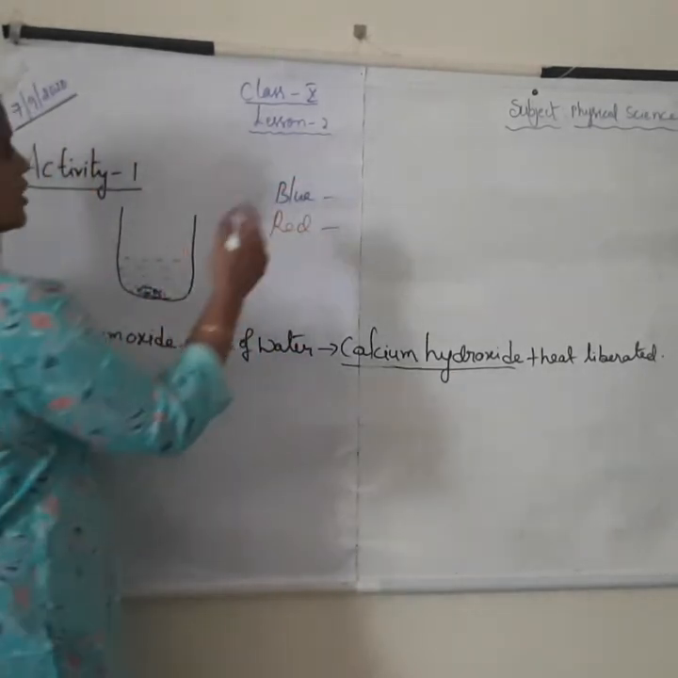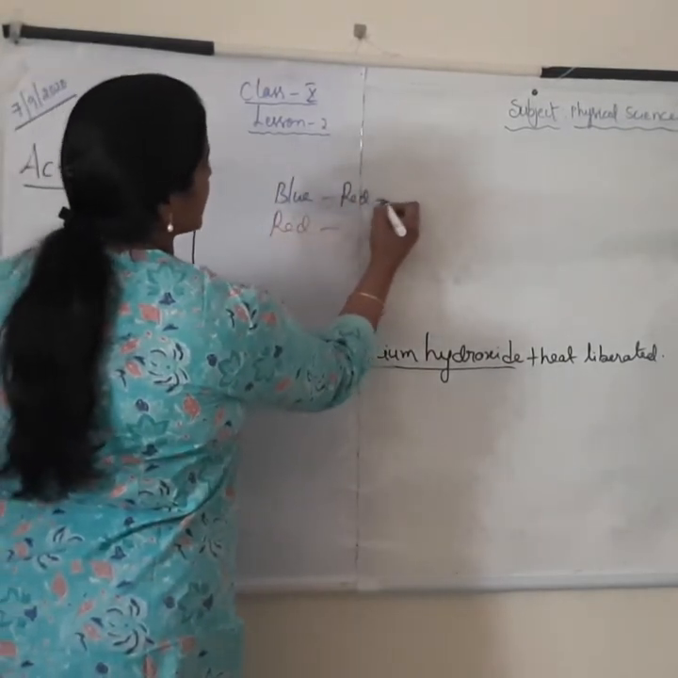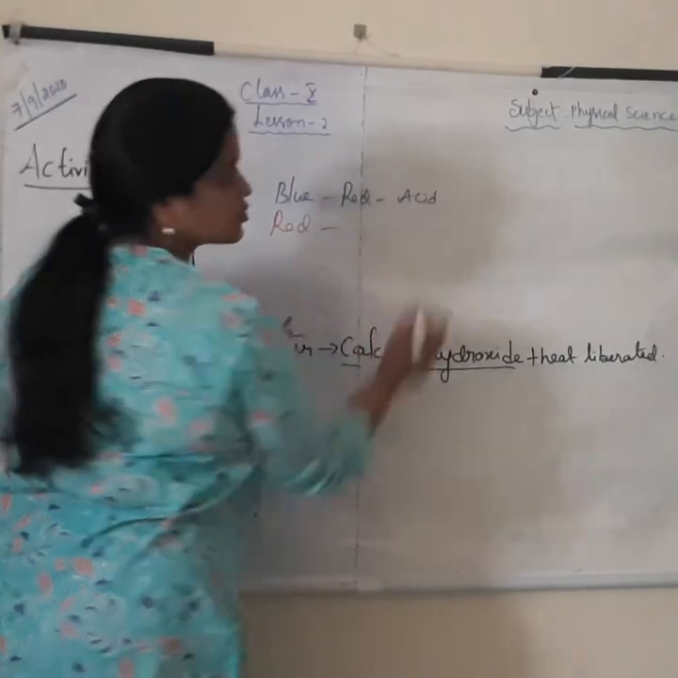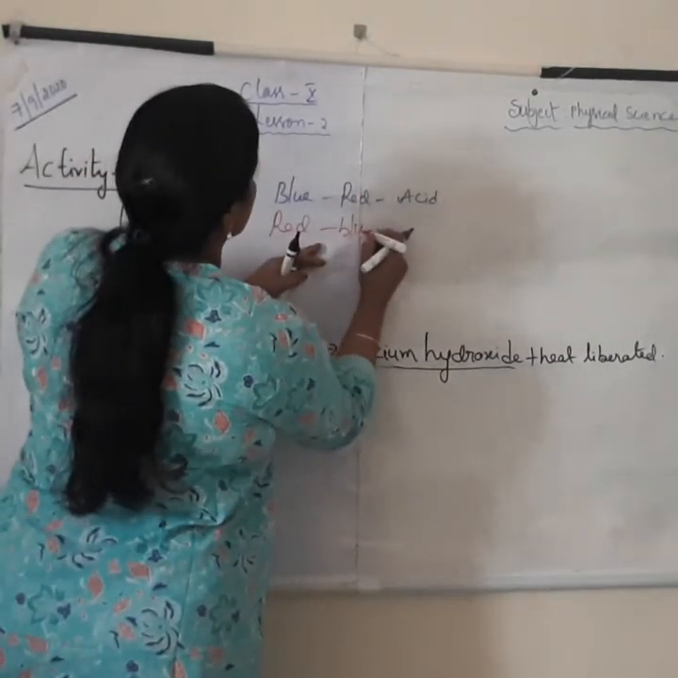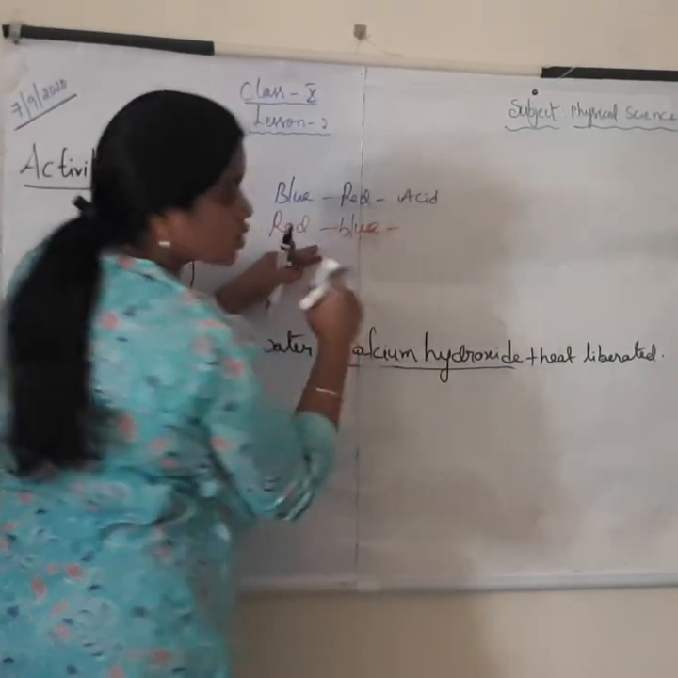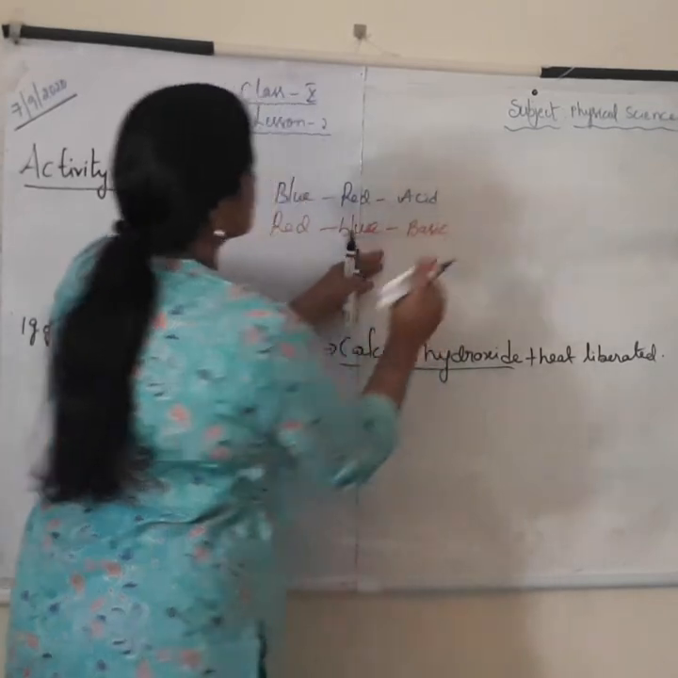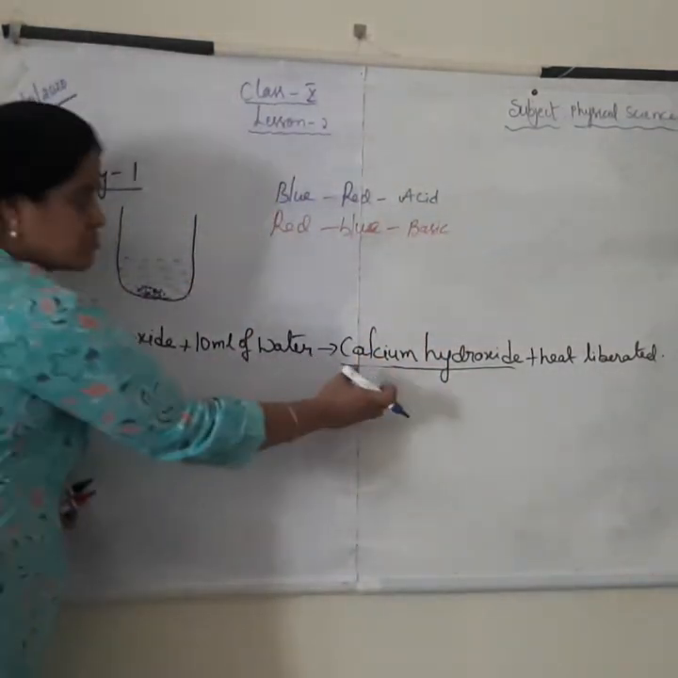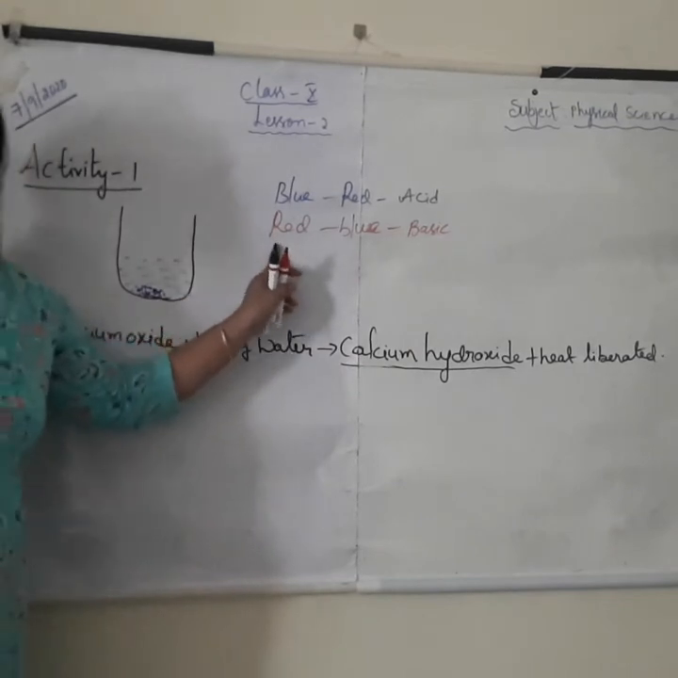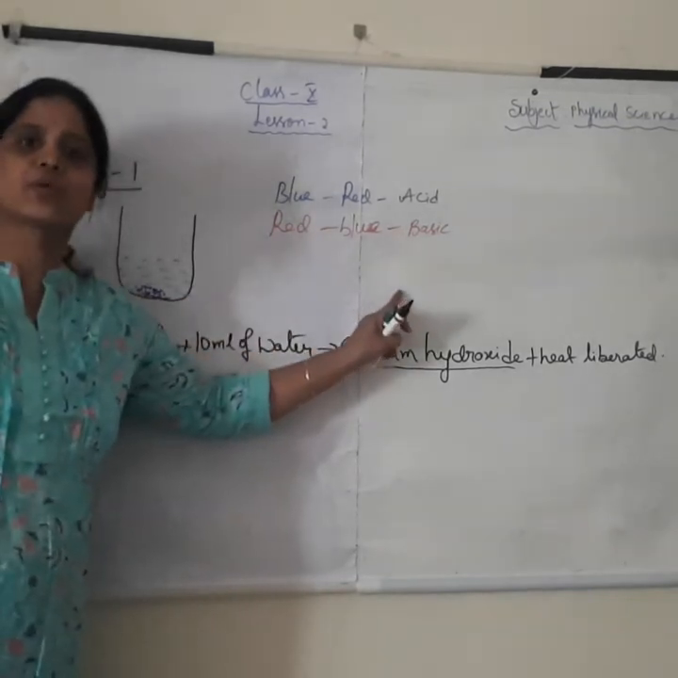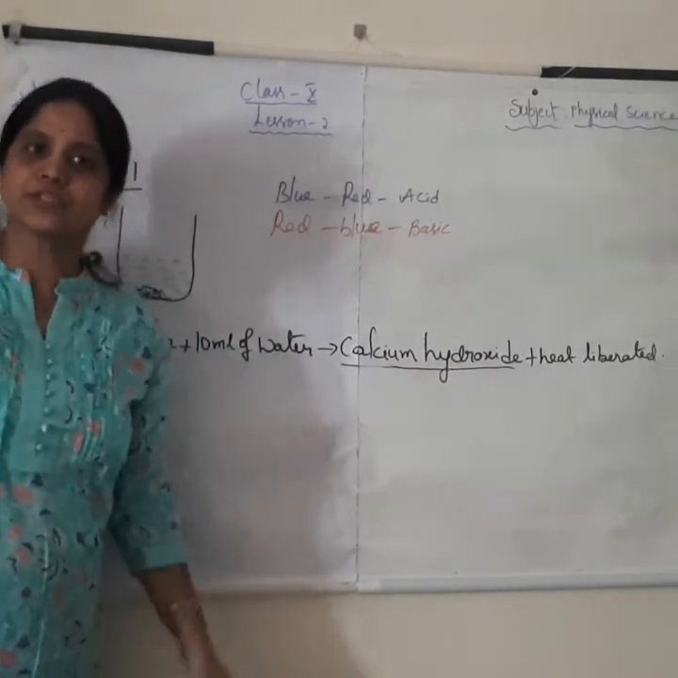So here, if blue litmus changes into red, then it is an acidic solution. When red changes into blue, then that solution is basic. But here in the calcium hydroxide, when you take red litmus, it turns blue. So the calcium hydroxide is basic in nature.